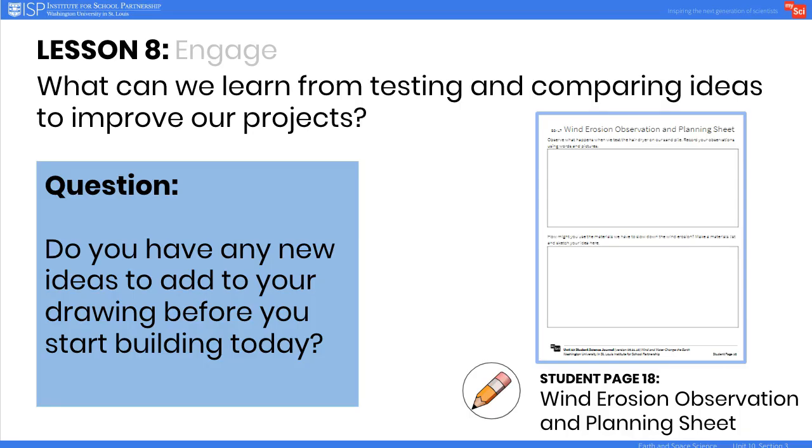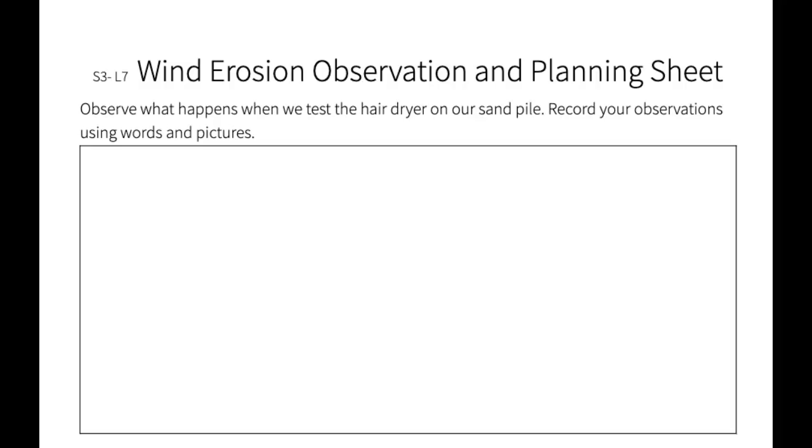In the Engage, students return to the drawing on Student Journal page 18, Wind, Erosion, Observation, and Planning sheet. Ask if they have any new ideas to add to the drawing before building, reminding them of the building materials they will have access to.